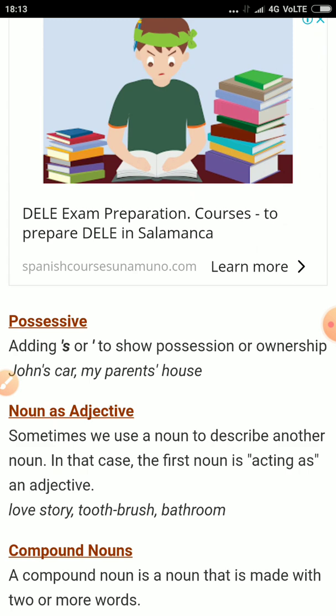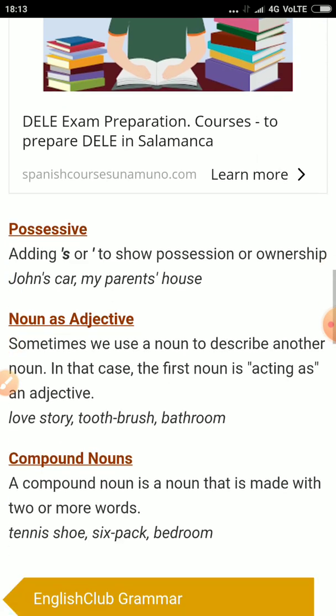Sometimes we use a noun to describe another noun. In that case, the first noun is acting as an adjective. See here, for example: love story, toothbrush, bathroom. These are examples of nouns as adjectives.